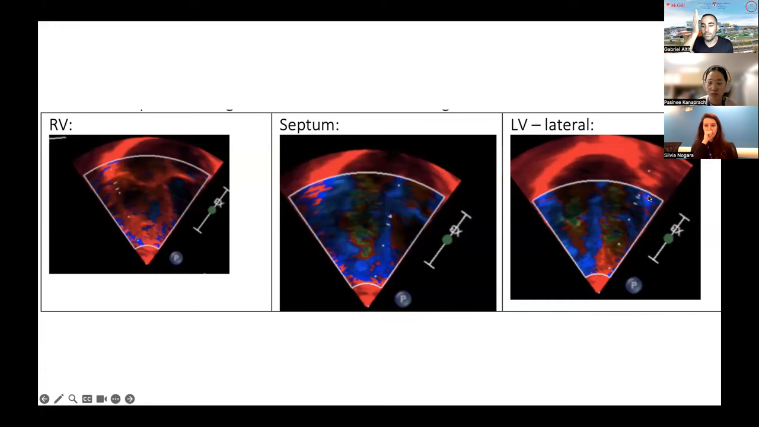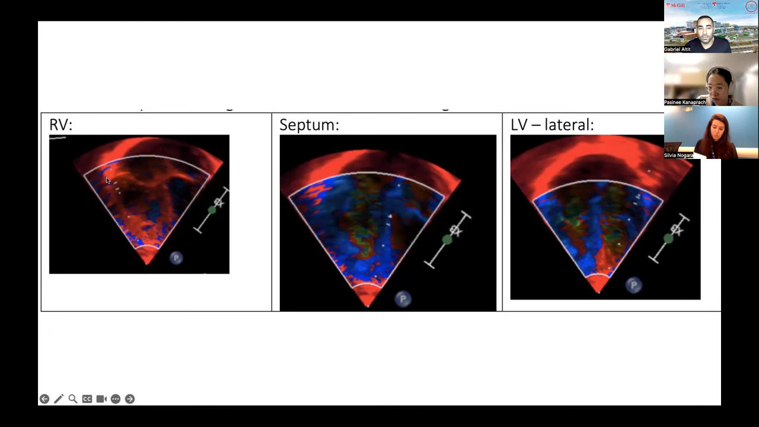Ideally, you almost want to be in front of the wall that you're assessing. Often the septum is easier to be in front of, so you get the least amount of angle of insonation. That's why in adults they often use septal values for the LV. The problem is that the septum is shared between the RV and the LV. So you assume that the septum is owned by the left ventricle, but it's actually owned by both ventricles.